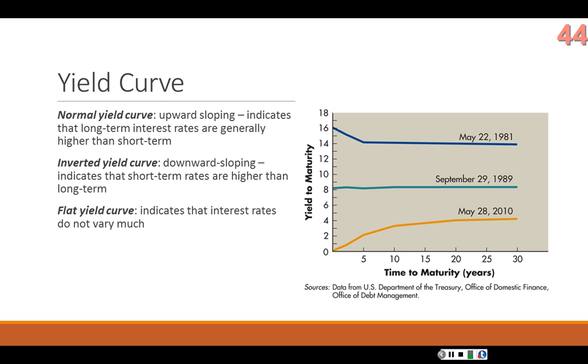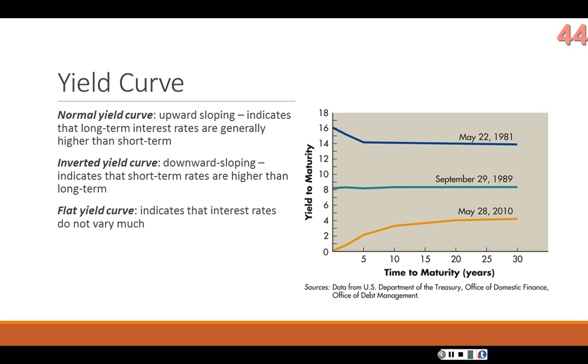A downward sloping yield curve occurs infrequently and is often a sign that the economy is weakening. Most recessions are preceded with a downward sloping yield curve. So that's also called an inverted yield curve, and it means that short-term rates are higher than long-term rates. So if you were to invest your money in a short-term CD, you would earn more than you would in a long-term CD.